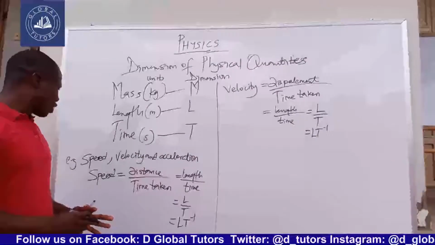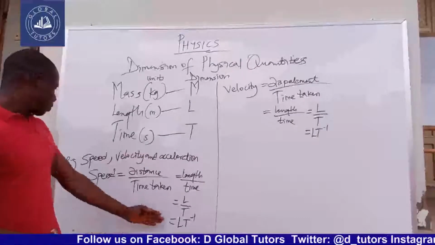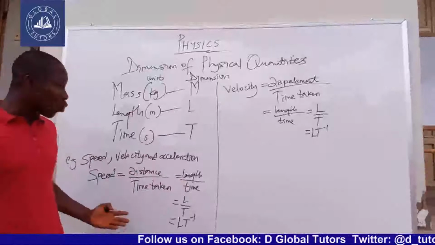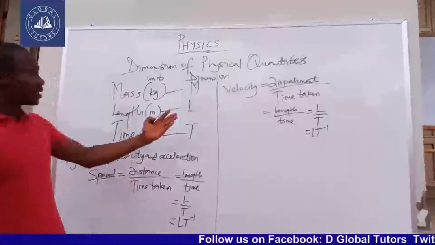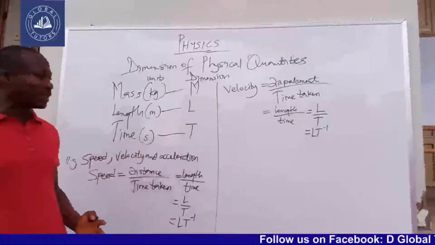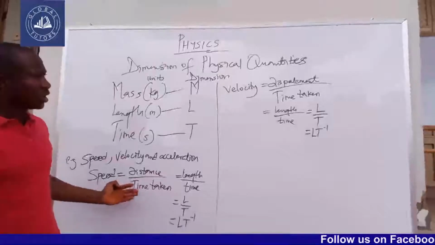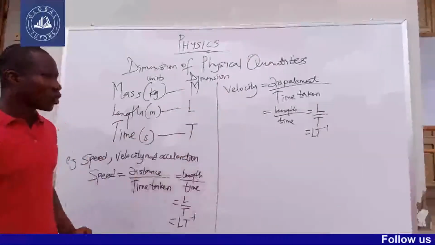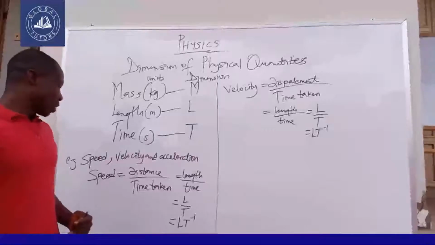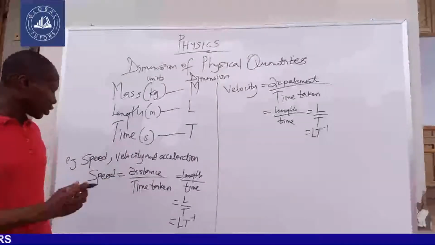We notice that we have the same dimension for both speed and velocity. Why? Because they are the same thing, speed and velocity. The only difference is that one is a scalar quantity and the other one is a vector quantity. When we get to that aspect, we will discuss better.